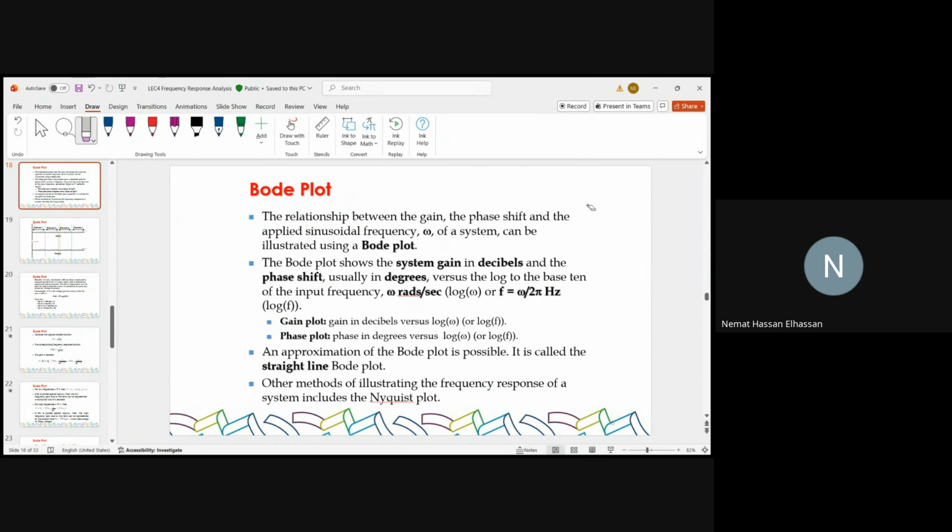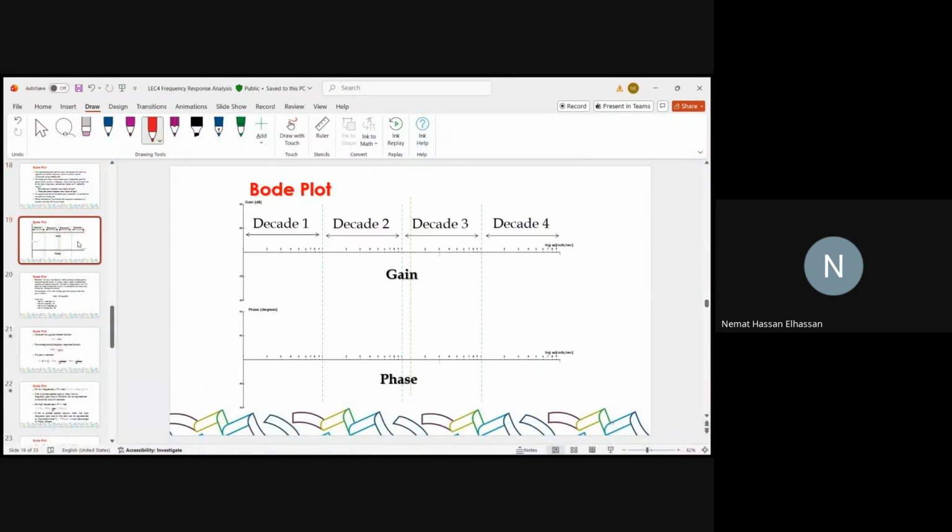Bode plots can be plotted using something we call the straight line approximation. There are other ways to graphically represent frequency response, for example, the Nyquist plot and so on, but we are focused on the Bode plot. So the first thing we need to understand about the Bode plot is its axis. The Bode plot can plot either gain or phase. When you plot gain, you will plot the gain in decibels, I will explain that in a moment, versus the frequency omega in radians per second.